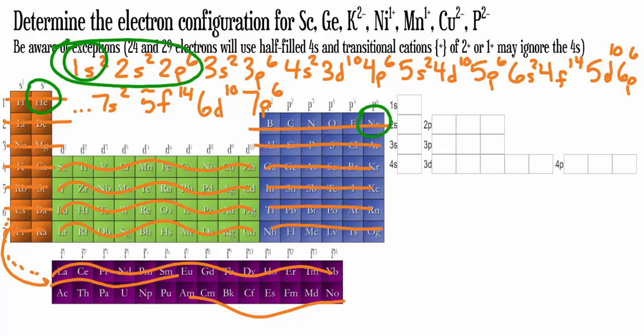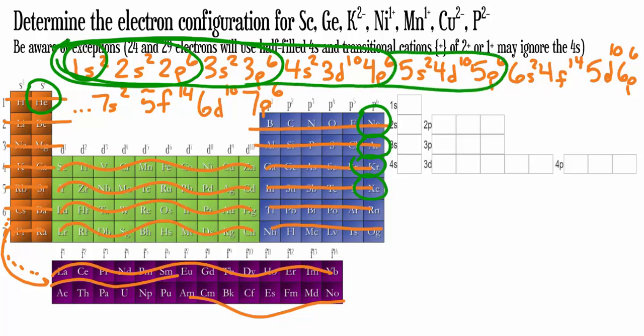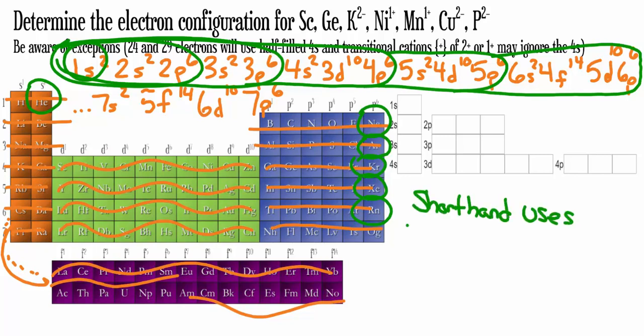If we want to do shorthand, we always go for the preceding noble gas and count those as our core electrons, because noble gases always end in completing a shell or an energy level. We'll then follow it with all the additional electron configuration. With shorthand, you'll do this after each row. So we'll go helium, neon, argon, so on and so forth.